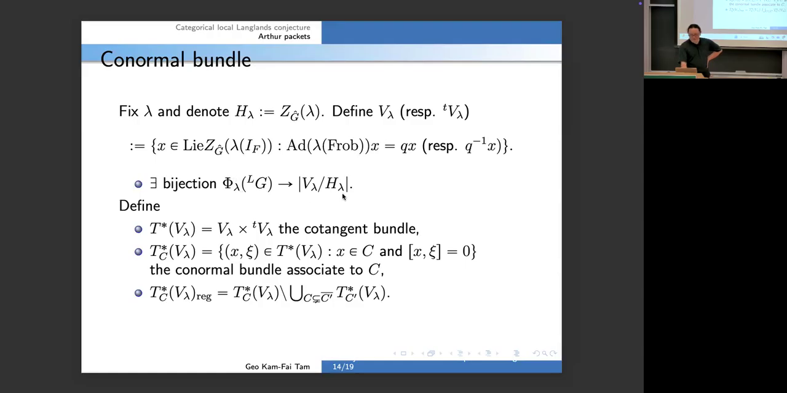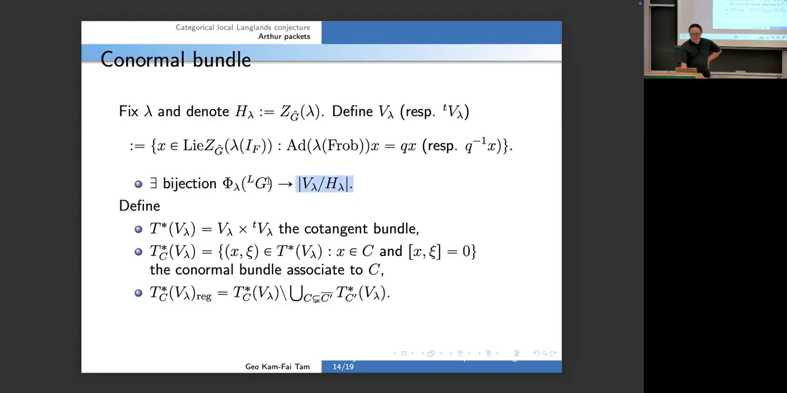Okay, so here you see this setup is giving a parametrization of the Langlands parameters. So we define the following geometric objects. We have the cotangent bundle, just V_λ cross the opposite V_λ, and we look inside at the conormal bundle associated to a certain C. This C is an orbit. Here, you think about this as just an object in V_λ mod H_λ.